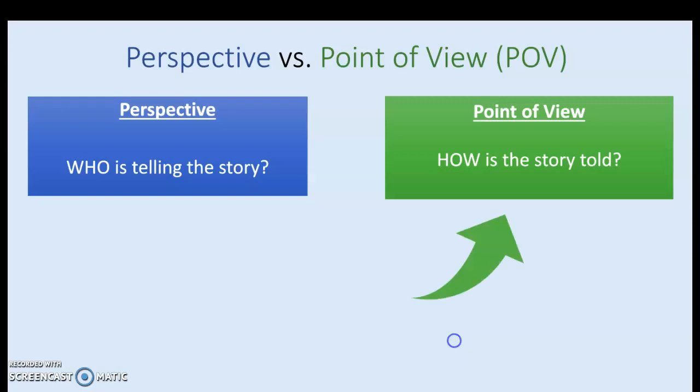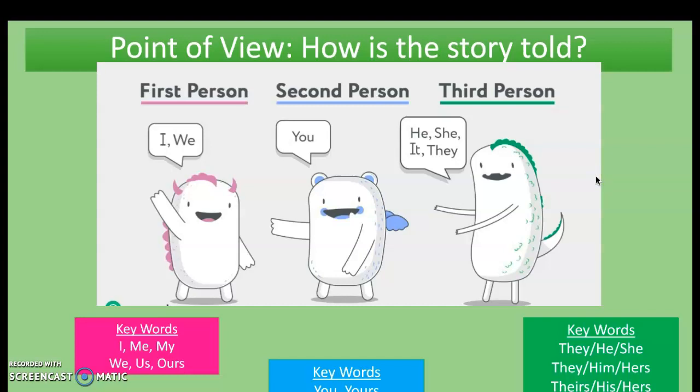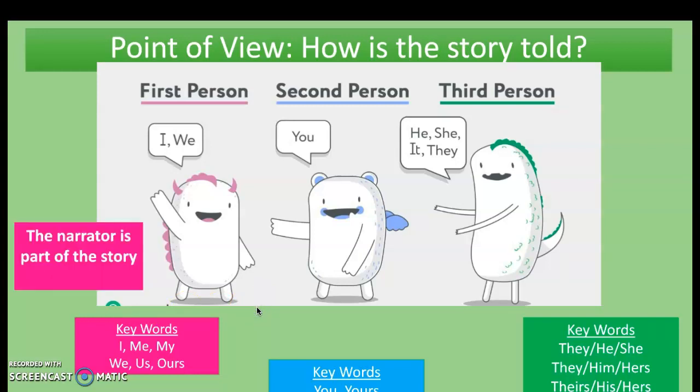So we're going to start off thinking about point of view, which is basically thinking about how a story is told. How did the author decide to tell the story? So if we think of our pink monster friend here, first person is when the narrator is part of the story. So you're seeing words like I, me, my, or we, us, and ours, because the narrator is part of the story.